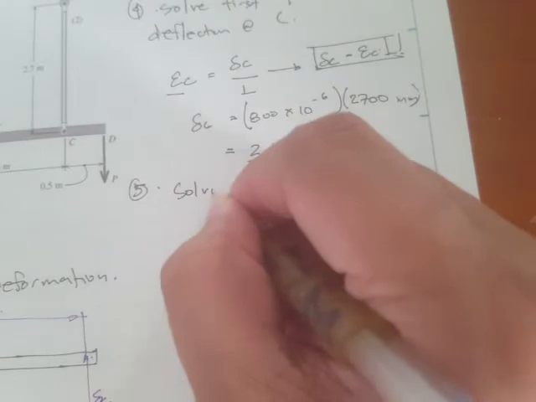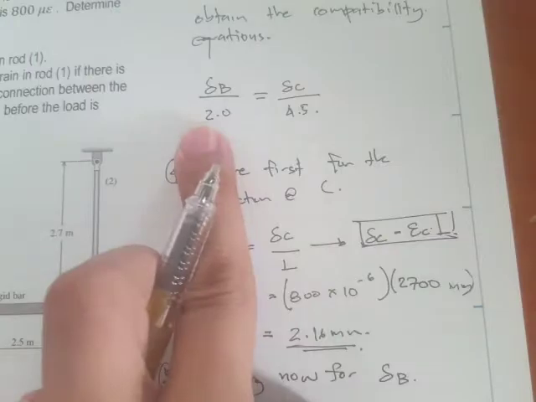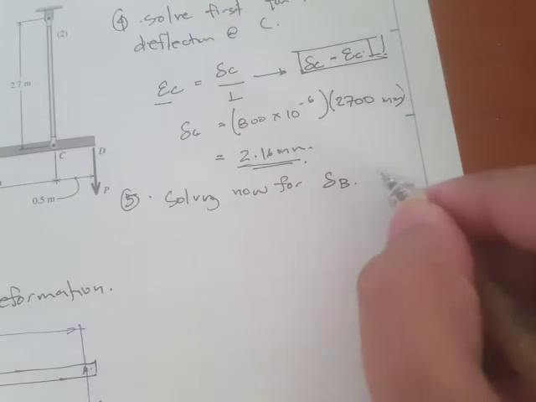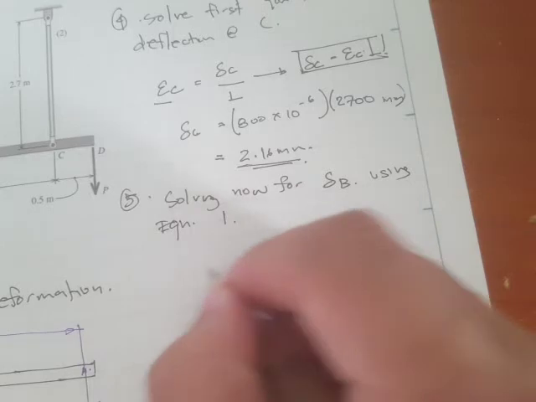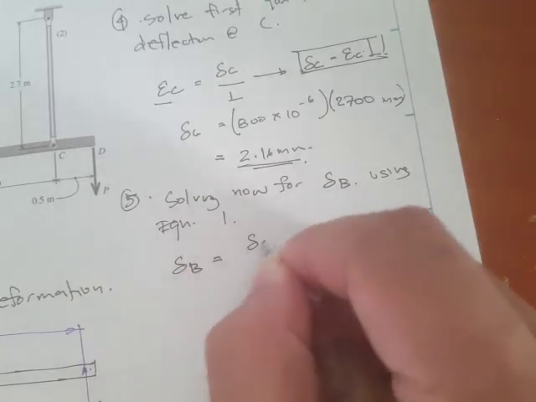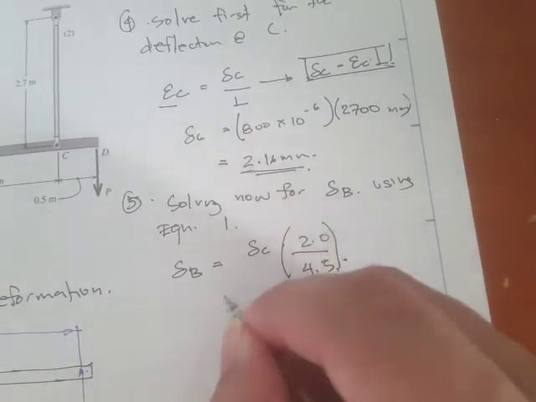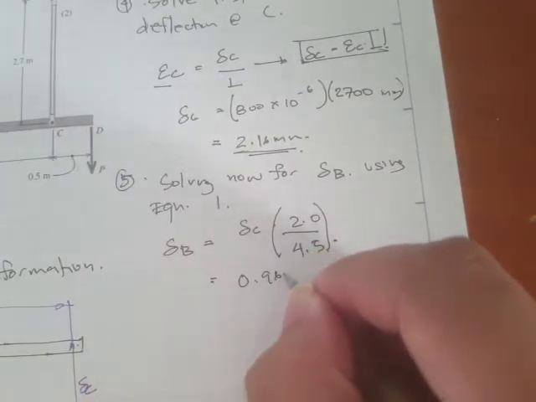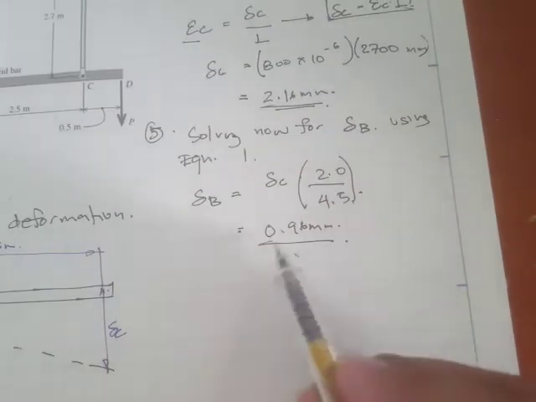solving now for delta B, using this equation. Let's say this is equation number 1. Using equation 1, delta B is just delta C times 2.0 divided by 4.5. So what you get here is 0.96 mm. The value also makes sense because delta C is larger than the deflection at B.